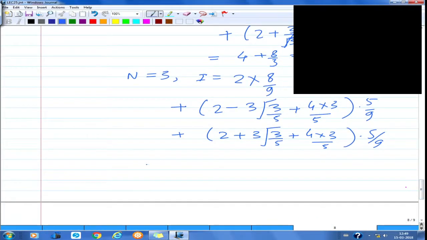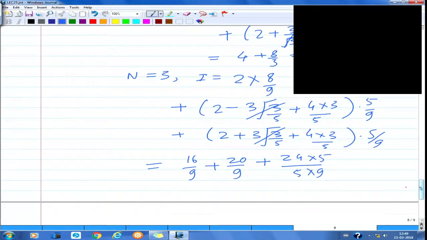So now what do you get? Now you have to simplify this. The first term is 16 by 9, and this of course will get cancelled out with this, and this is 10 by 9 plus 10 by 9, which is 20 by 9. So you get one term as 20 by 9, and the last term would be, so this is 4 into 3 is 12, into 5, and they are combining this, so divided by 5 into 9. So then finally what do you get?